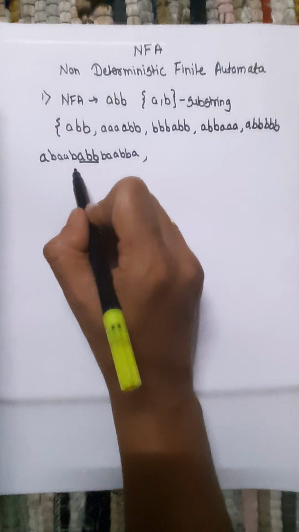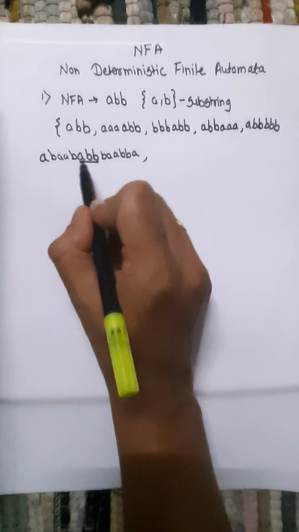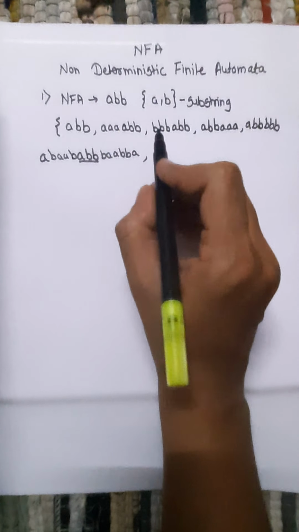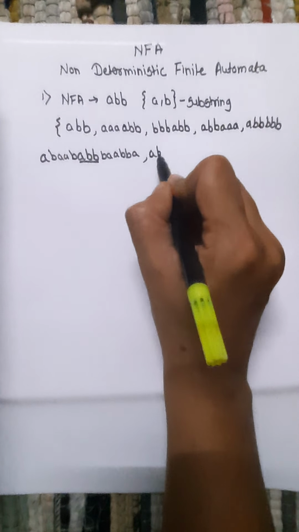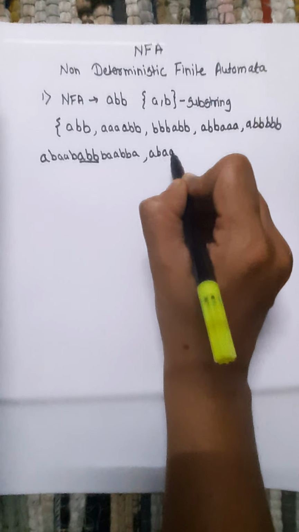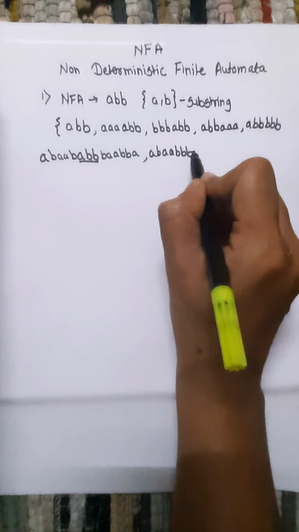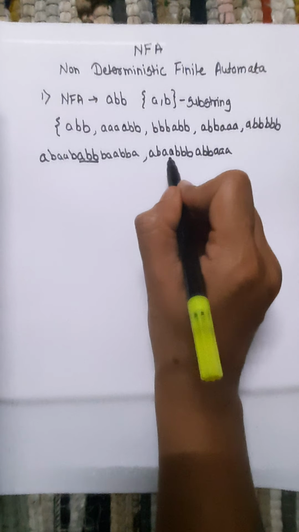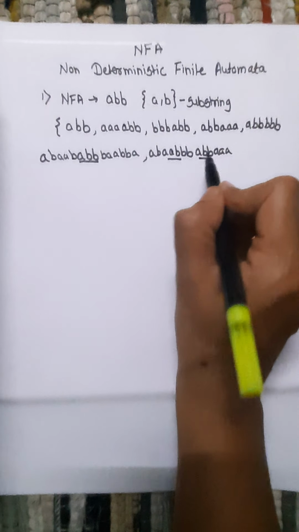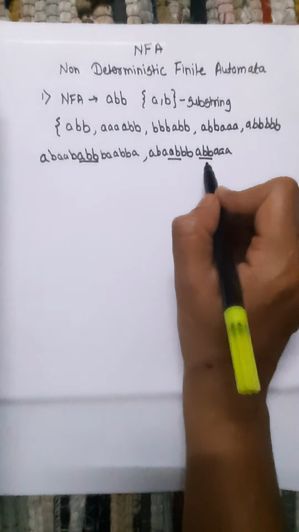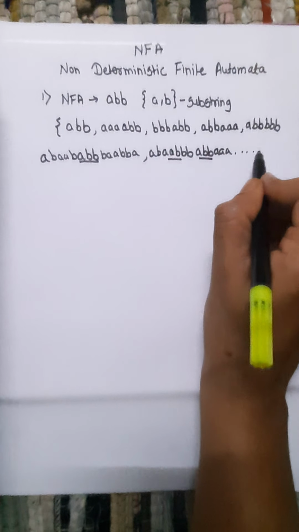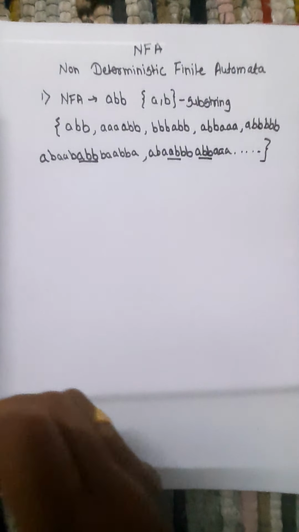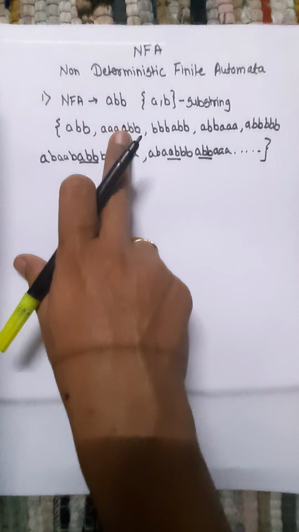Same, this might happen in a full string, where ABB comes multiple times. So A B A B B B A B B A. So you can see here ABB is coming multiple times and so on. So now let's start how we are going to draw the NFA for this question.